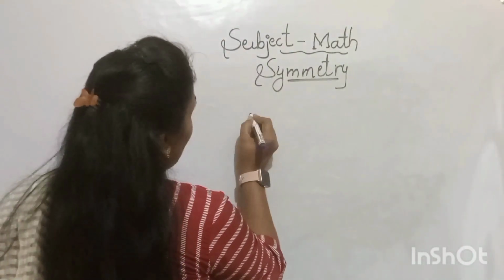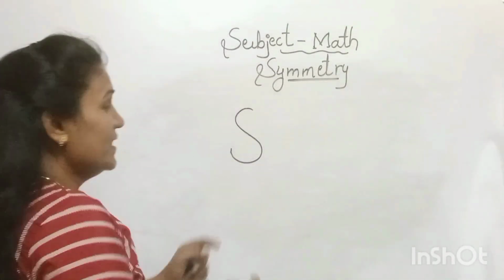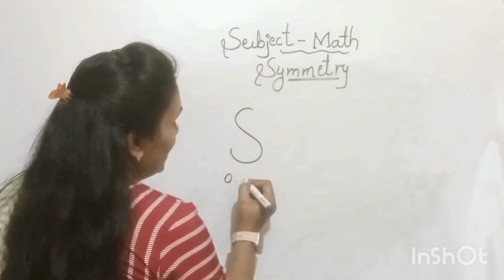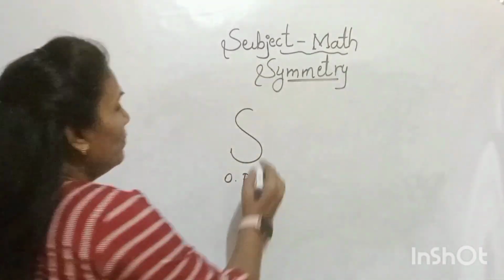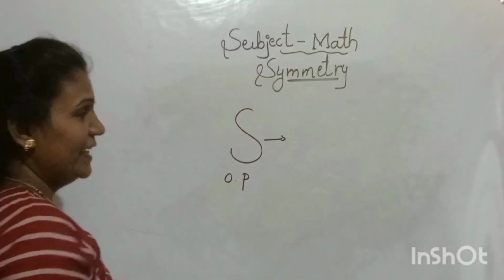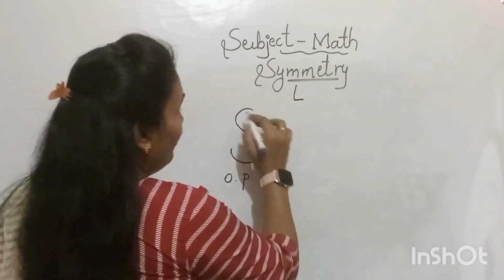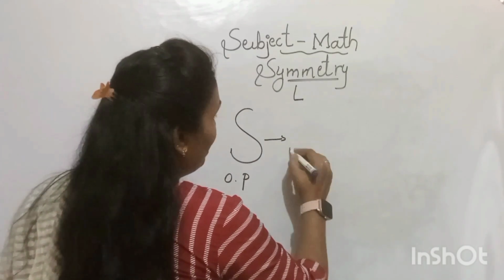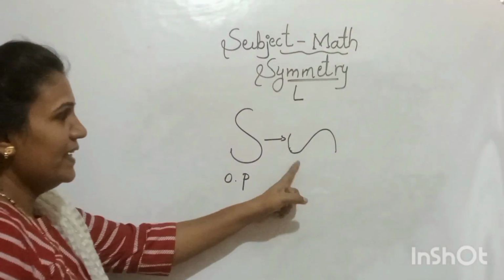Now I will take just the letter. See, this is the original position of the letter. Now I am going to turn this to 90 degrees. 90 degrees means this. If I turn this, it will come like this. This is at 90 degrees.